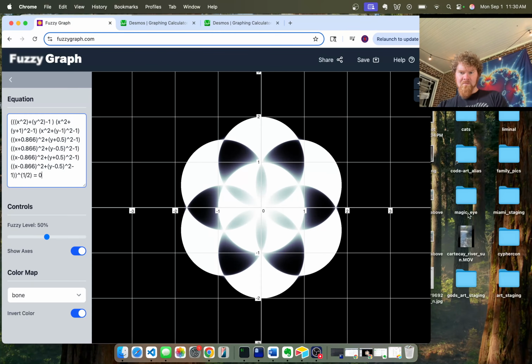Hey, my name is Caleb, and I want to demonstrate how to paint the seed of life, as you can see right here, in a single equation, which you can see over here.